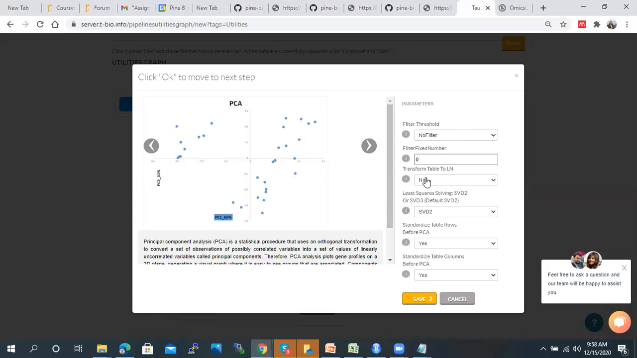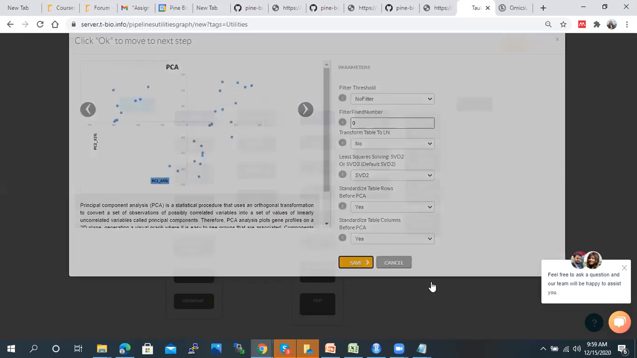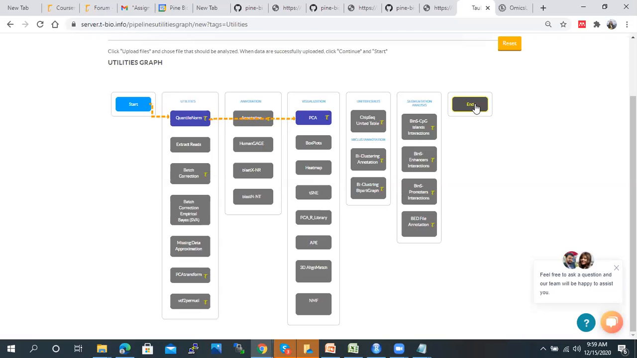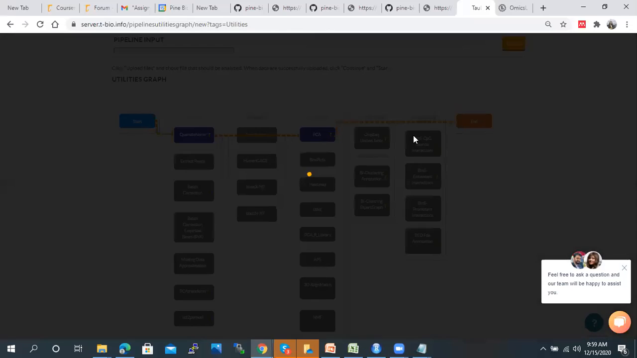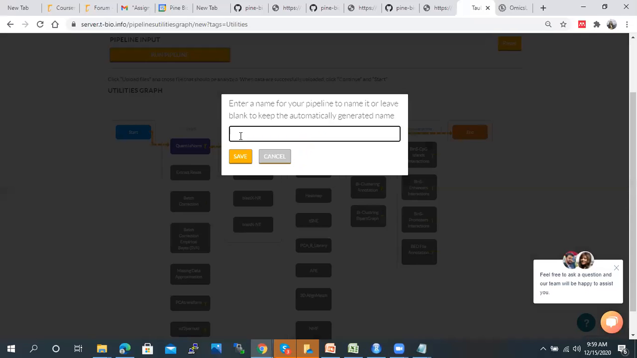Already we have log transformed our data, and we are going to use standardized PCA, and we are going to standardize our table column. So I'm taking all the default options here. You can play with these options and change them as well. Except that if you have not normalized your data, in that case you can also perform log scale transformation. Then we are going to end this pipeline. So we have performed quantile normalization, then the PCA pipeline.